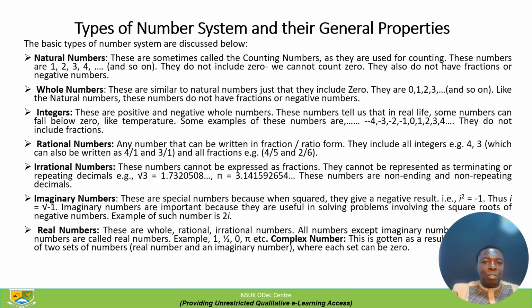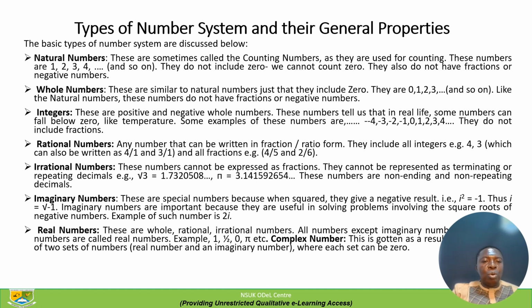So what are the types of numbers and their general properties? The basic types of number systems are discussed below. 1. The natural numbers. As we have already highlighted, these are sometimes called the counting numbers. They are used for counting. These numbers are 1, 2, 3, 4, 5, and so on. They do not include 0. Remember, they are natural numbers, but they do not include 0. They start from 1 to 1 million and end at infinity. We cannot count 0. They also do not have fractions or negative numbers.